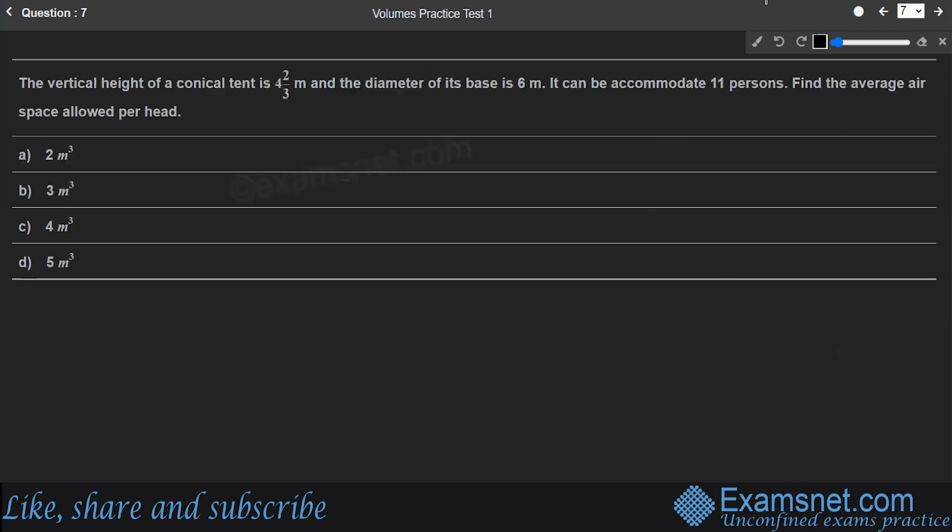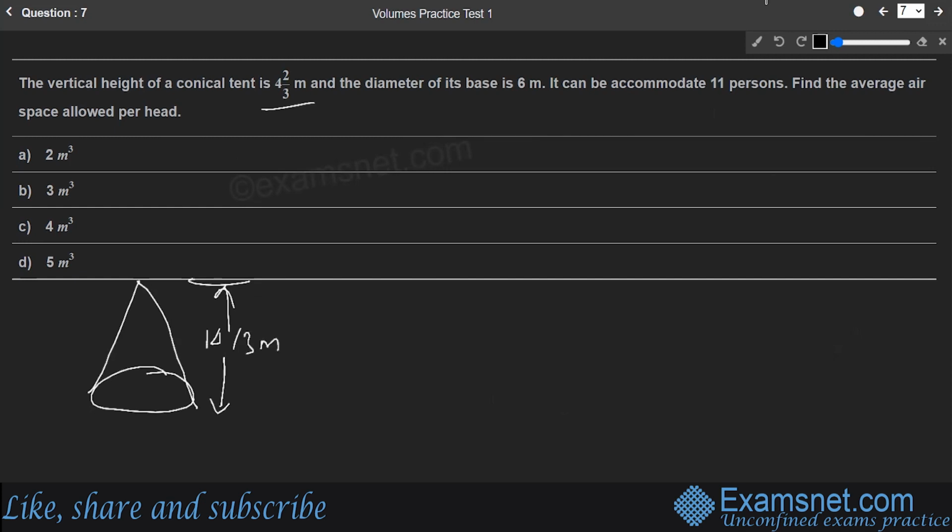Now, the vertical height of a conical tent is 3 2 by 3 meter. So let's make a conical tent out of it. Okay, this is the conical tent. He says this very height is 3 2 by 3 meter. If we convert this into a simple fraction, this becomes 3 4s are 12 plus 2, 14 by 3 meters.